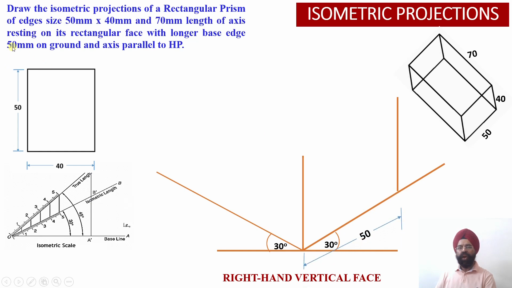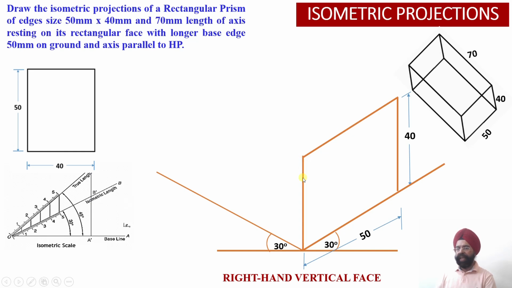should be 50 millimeter because it is resting on the ground with its longer edge on the ground. So the longer edge, 50 millimeter, is resting on the ground, and this edge will be 40 millimeter. The height of this prism is given to us as 40 millimeter. So I draw another isometric line corresponding to the fourth edge of this rectangular shape.